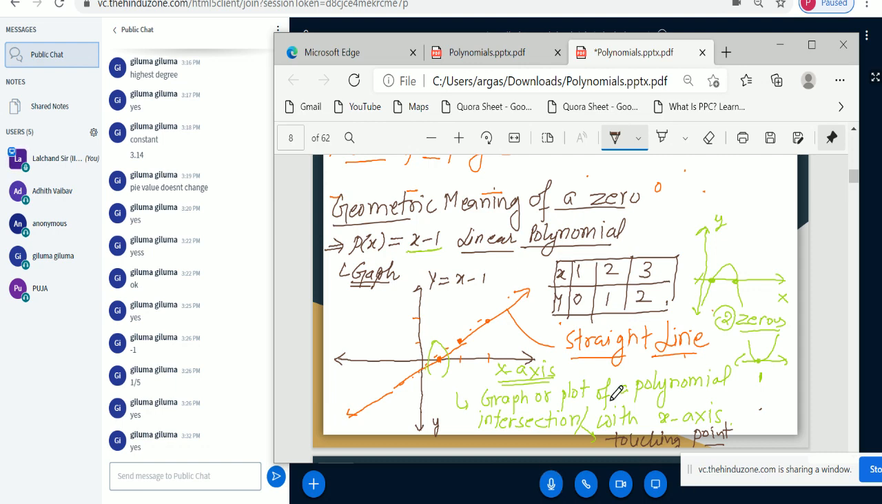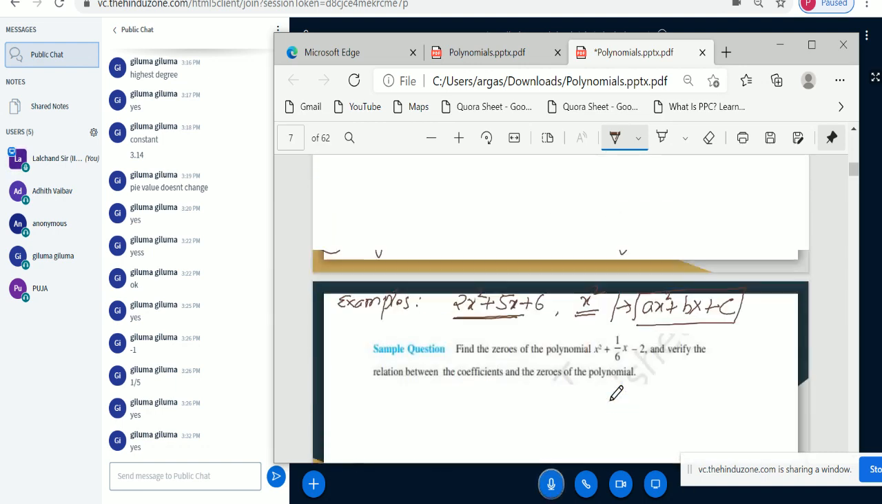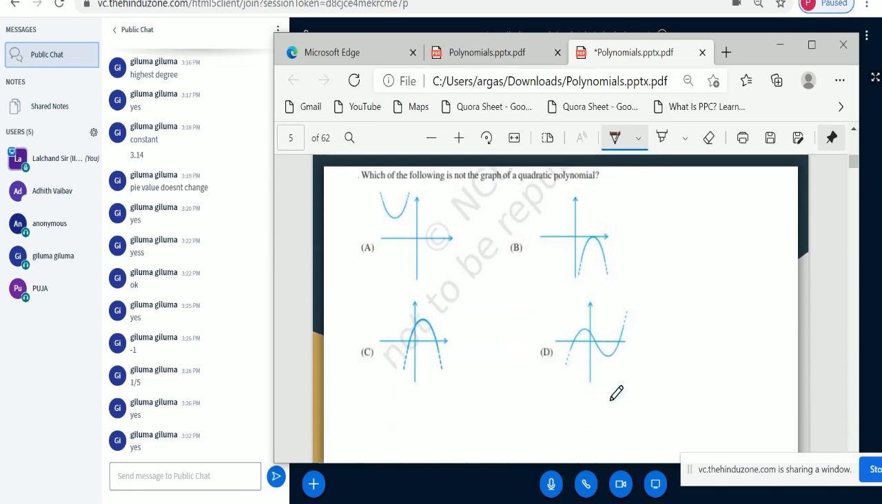Okay, so let me ask you a question based on that concept. In this question we have four plots. For the respective plots you have to tell how many zeros this polynomial has and the degree of the polynomial. For plot A, how many zeros are possible?